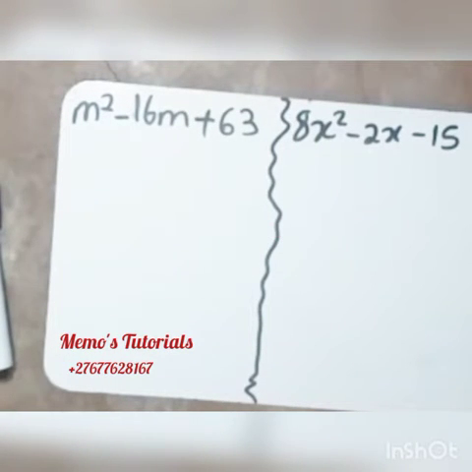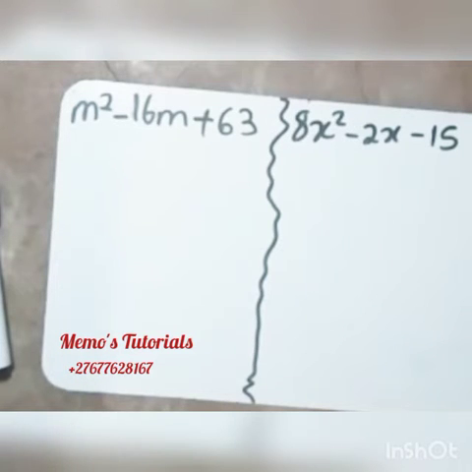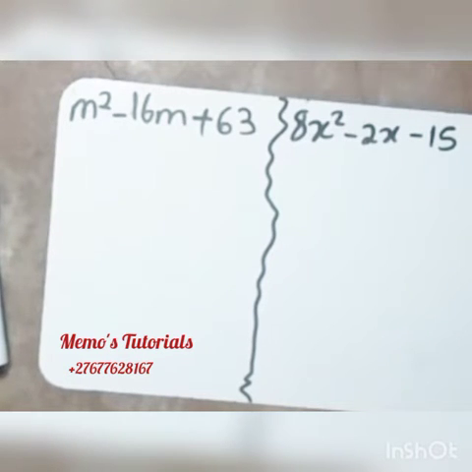If you're having any challenges with factorizing quadratic expressions, this is the best video for you. If you already know how to factorize them, it's also the best video for you to improve your skills. So today we're going to factorize m squared minus 16m plus 63. So this is how we're going to do it.